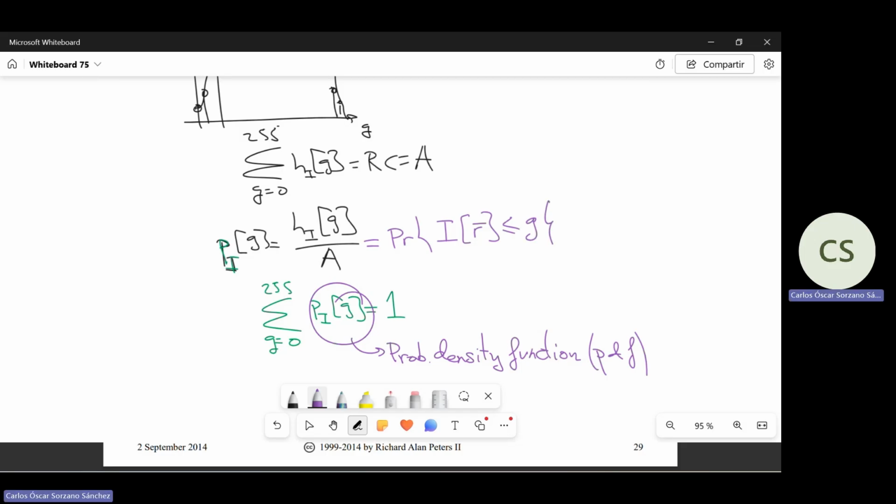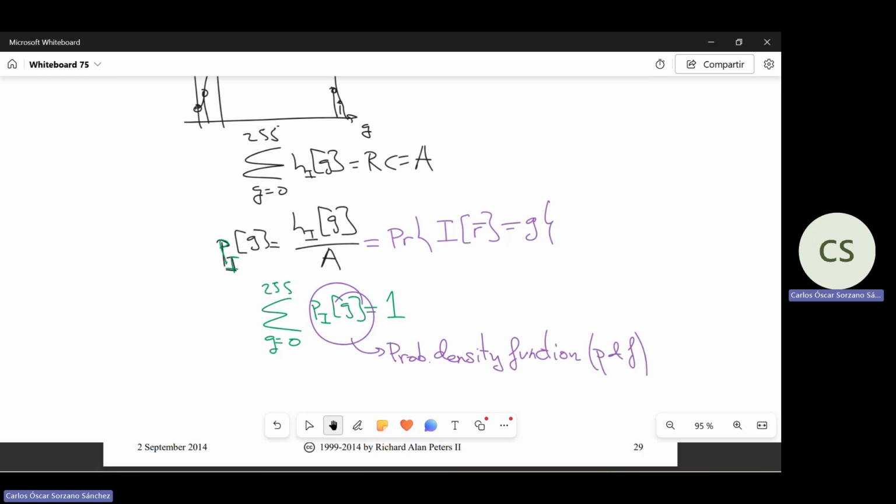So you have your image, you take at random one of the pixels. What is the probability? No, sorry, this is not a smaller or equal. That will come later. So it is the probability that it takes the value G. Okay, so it is the probability of taking a pixel and having a particular value.